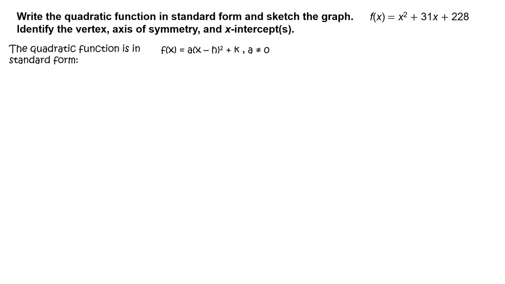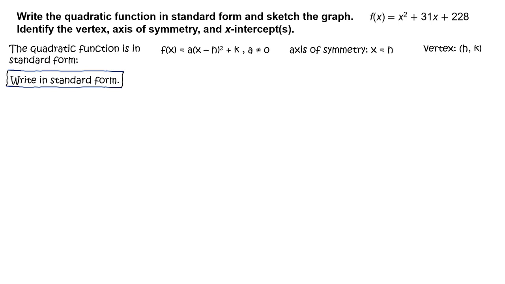First, recall the quadratic function in standard form is given as f of x equals a times the quantity x minus h squared plus k, where a cannot equal 0. Then the axis of symmetry is a vertical line with equation x equals h, and the vertex is the point (h, k). First, write the quadratic function in standard form.